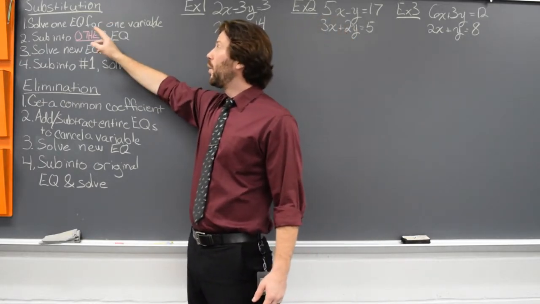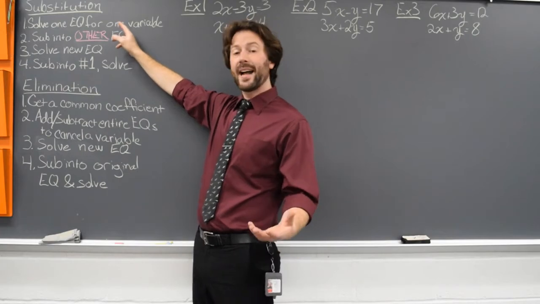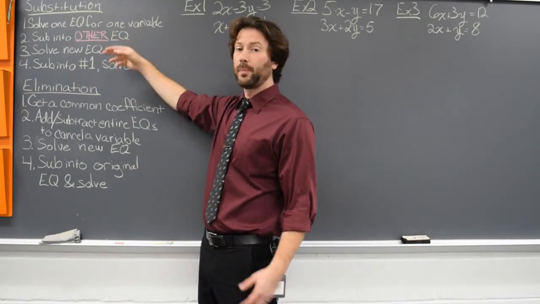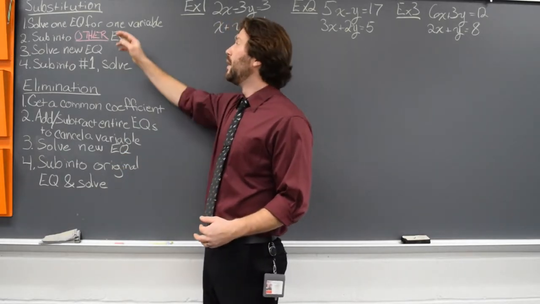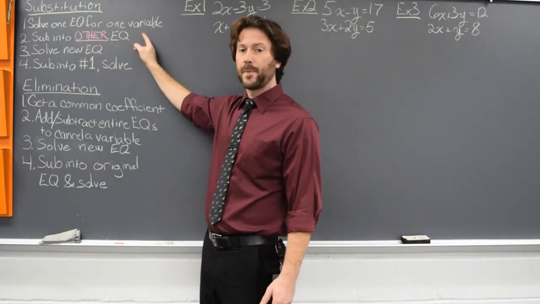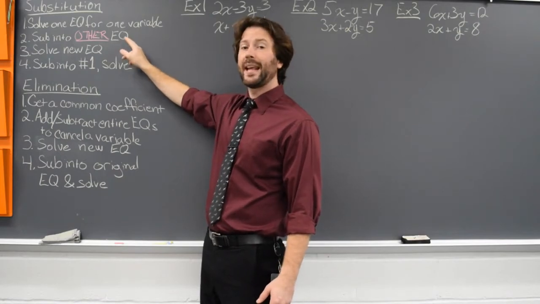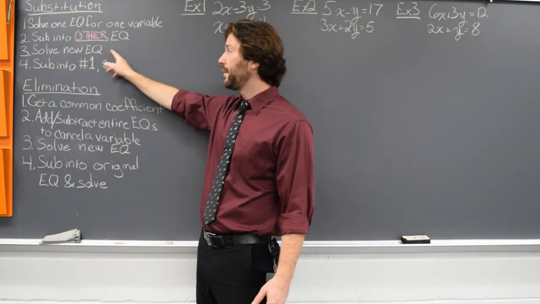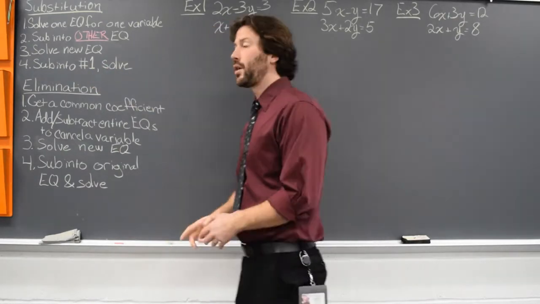With substitution, it's exactly what it sounds like. You're going to put one thing in place of something else, and that's how we're going to get an equation in one variable. So we start by solving one equation for one variable. It doesn't matter which equation, and it doesn't matter which variable, so pick the one that's easiest for you. Then once you have that variable all by itself, you'll have something like x equals 3 plus y. You're going to sub that into the other equation in place of that variable. Then you've got an equation all in one variable. You can solve it and then use that solution to find the other solution. Sub it into the other equation and solve for the other variable.